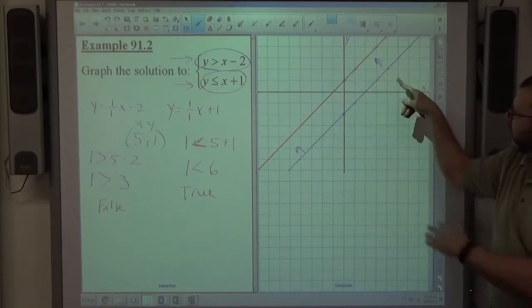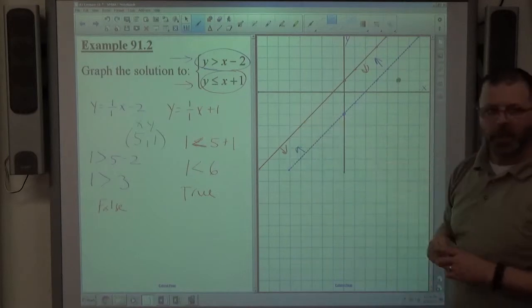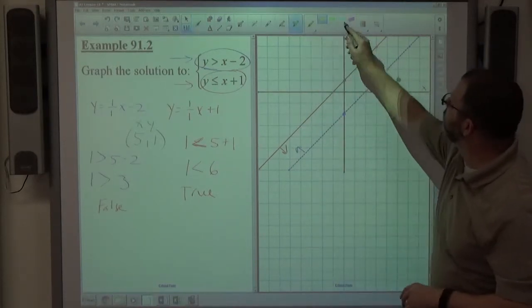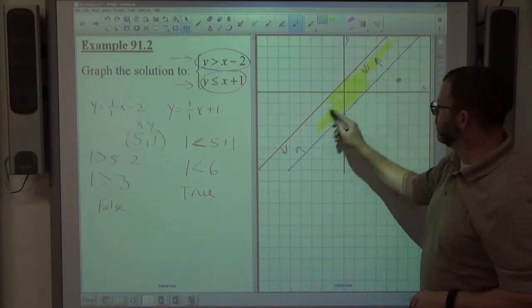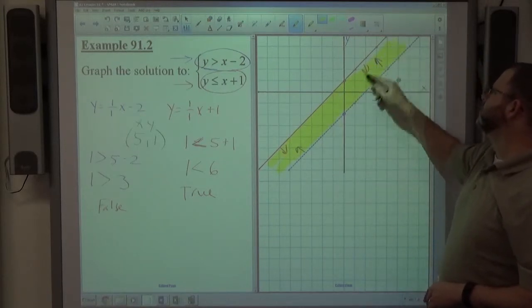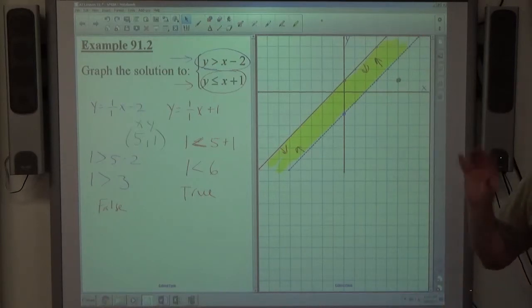The true is here below the red line. So the red line I would shade this way. So I'm shading the blue that way, I'm shading the red this way. So the place where they're both true is in between. So we just shade in between there, like so. And that's the answer. Again, the answer is a picture.